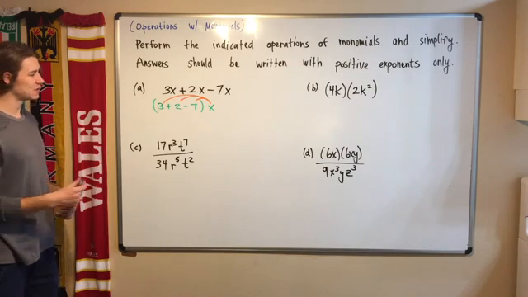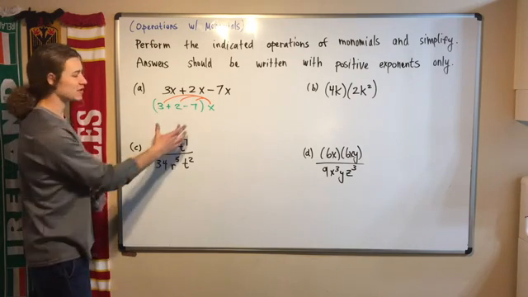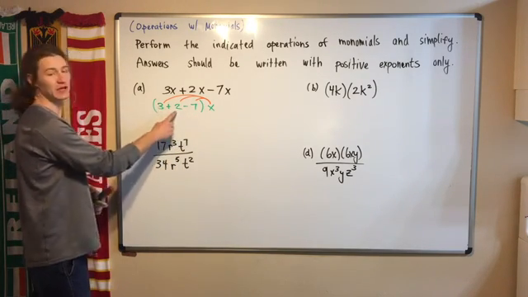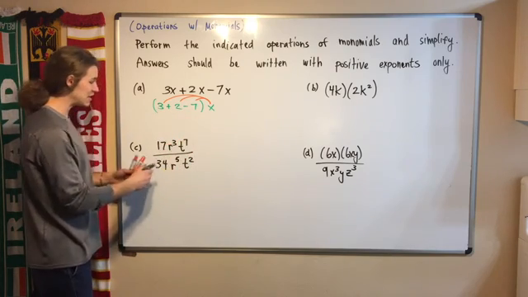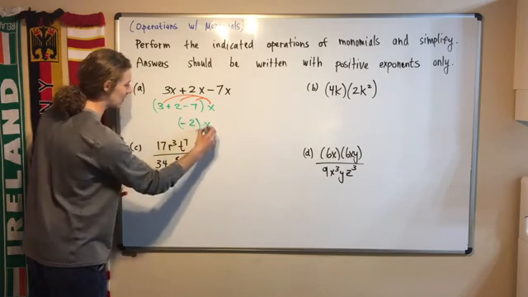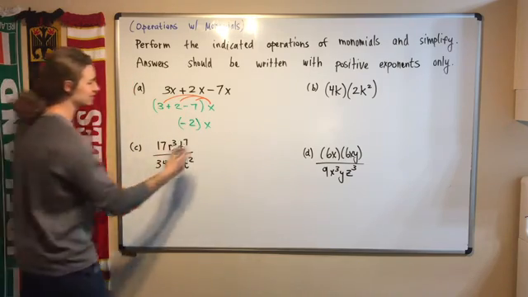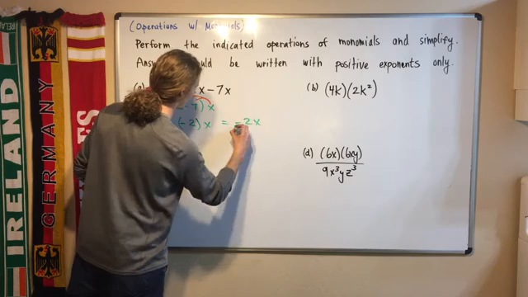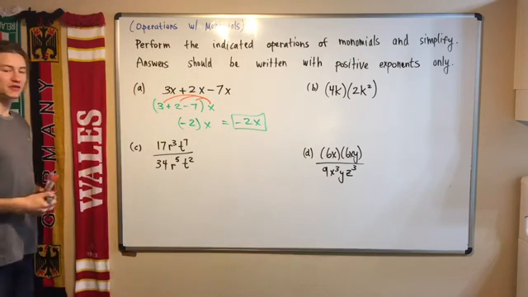The reason we do this is because we can now combine what's in the parentheses here. Notice we could add 3 to 2, that's 5, and then subtract 7, that would be negative 2. So we have negative 2 times x, or just negative 2x. And that would be our solution in that case.